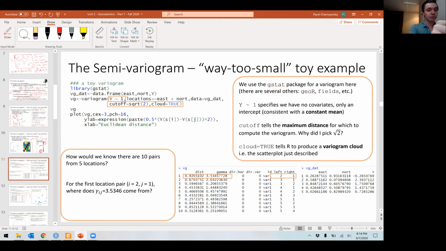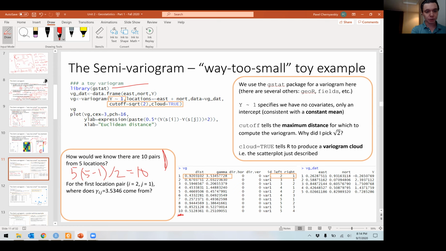How would we know that there are 10 pairs from five locations? Well, we get n times n minus 1 over 2 pairs. So that means it's 5 times 4 over 2. That's 10 pairs. Cool. Here it is, 10 pairs. By the way, this is the code to estimate and plot a variogram. We'll be using the gstat package.